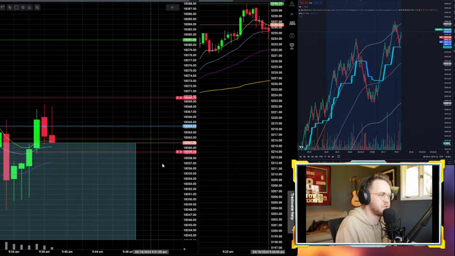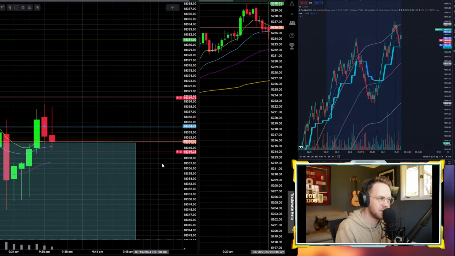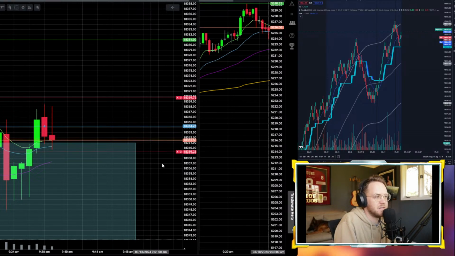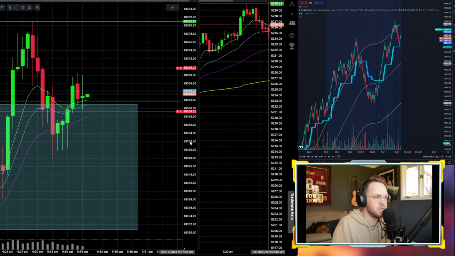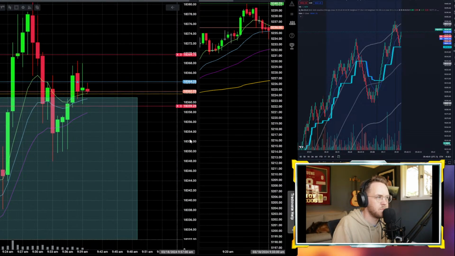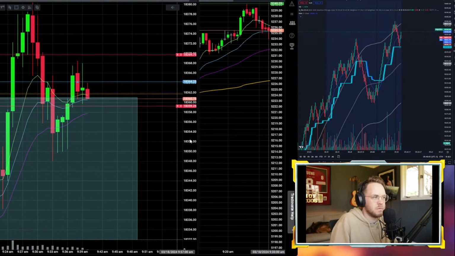I don't love this right now, but I do love that the opening range high is holding as support for now. Although it's getting a little testy. Let's see what happens. Here we go. Opening range is holding as support for now. It might fail, but so far.